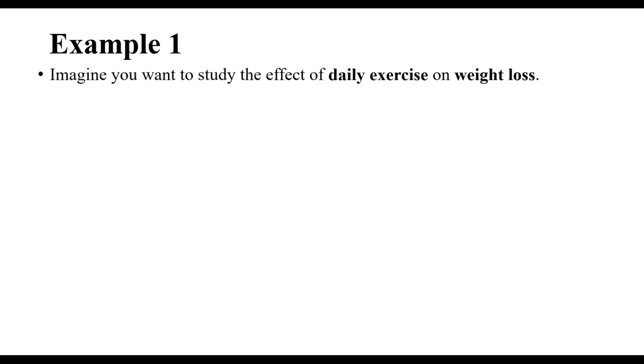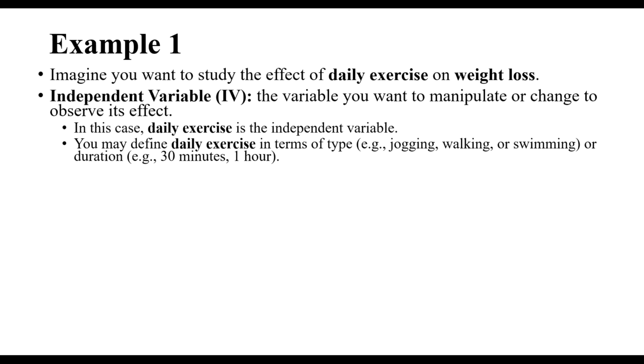Example 1. Imagine you want to study the effect of daily exercise on weight loss. The independent variable here is the daily exercise because it is the variable you want to manipulate or change to observe its effect on weight loss. So the daily exercise can be measured in terms of type, like jogging, walking, or swimming, or by duration.